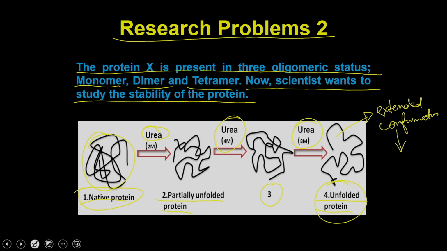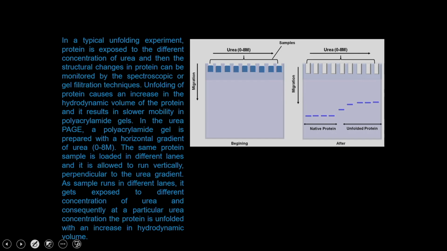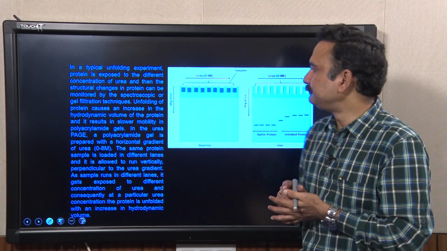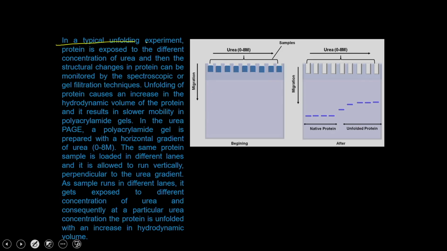So, now how to solve this? You can run a urea PAGE to study these complexes and the protein unfolding process. In a typical unfolding experiment, the protein is exposed to different concentrations of urea, and then the structural changes in the protein can be monitored by spectroscopic or gel filtration techniques.